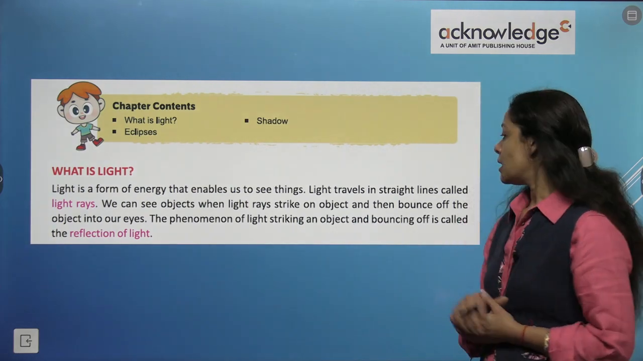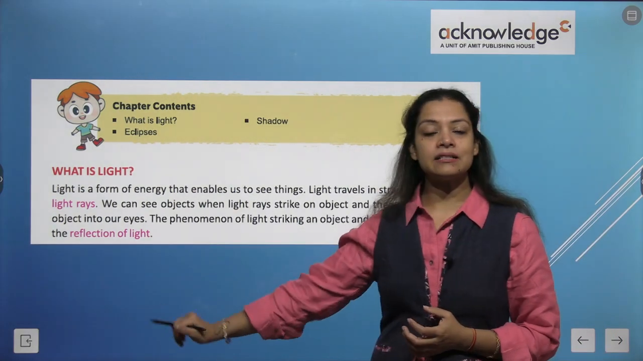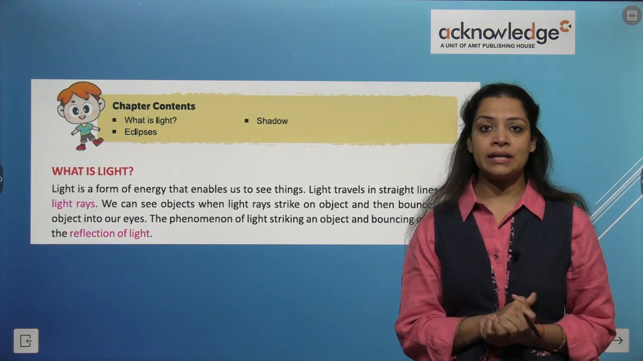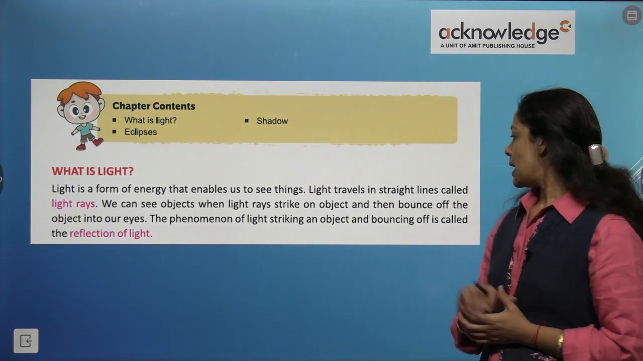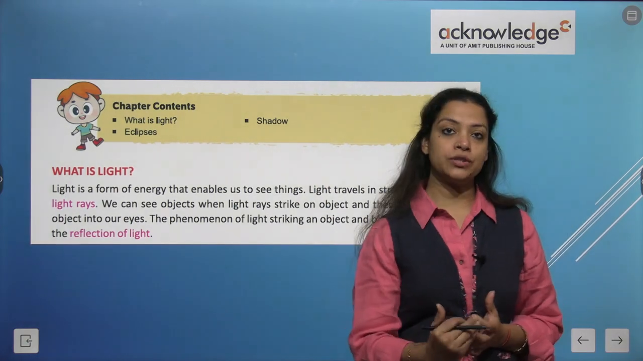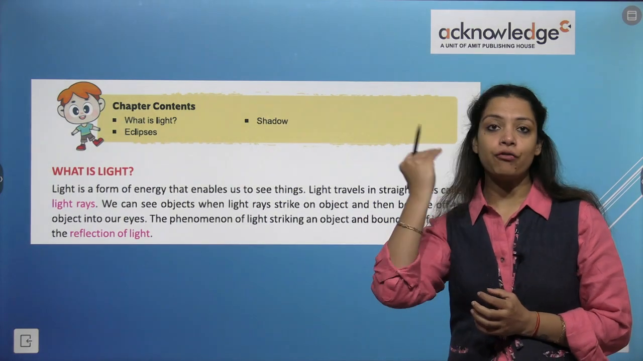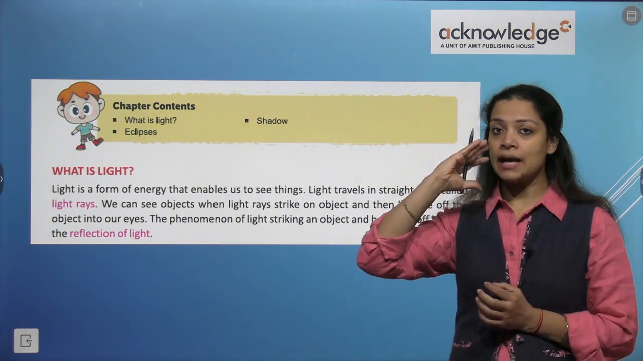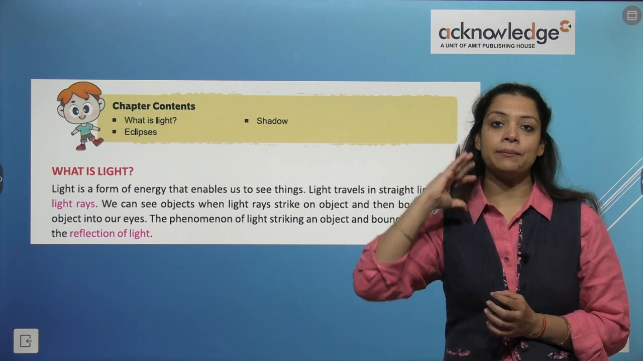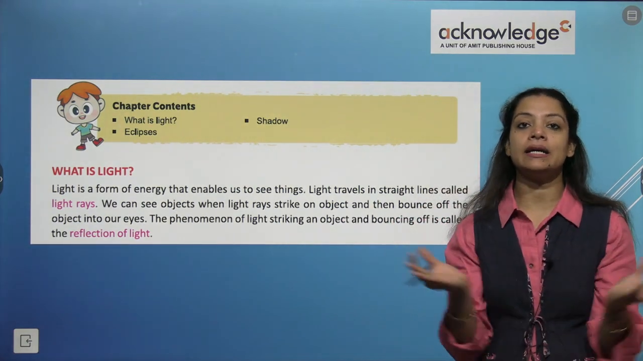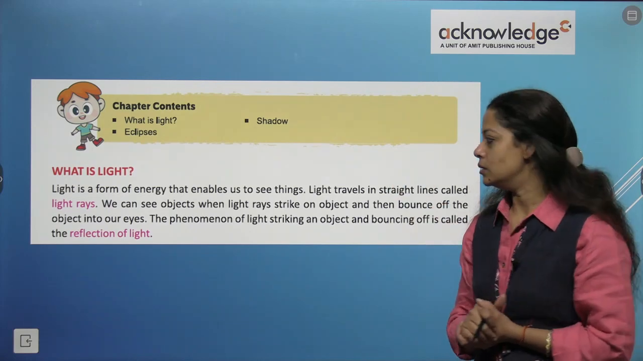Light travels in a straight line and that is called light rays. We can see objects when light rays strike on object and then bounce off the object into our eyes. तो हम चीजों को कैसे देखते हैं? When light rays fall into our eyes, those light rays make an image of the object which we see, and that's how we are able to see the entire world.